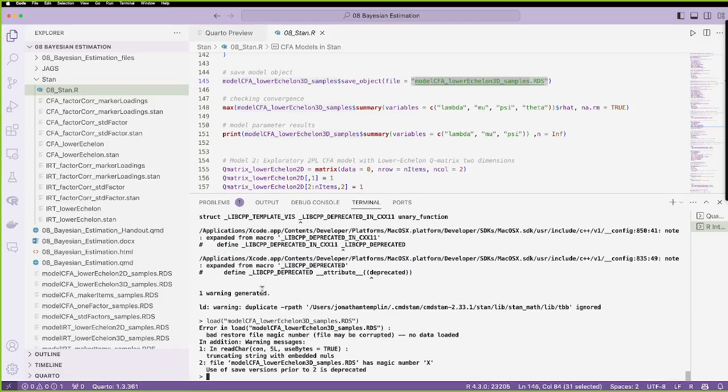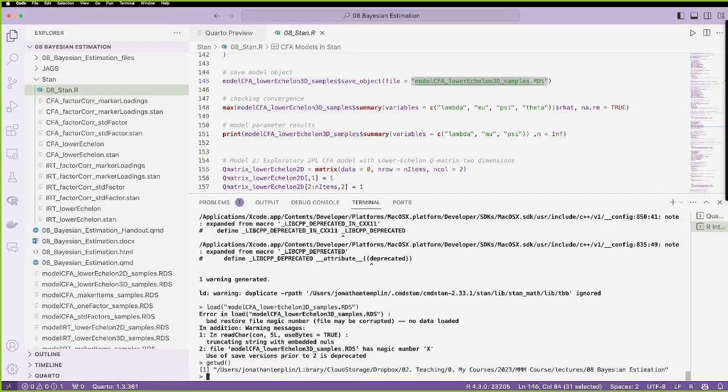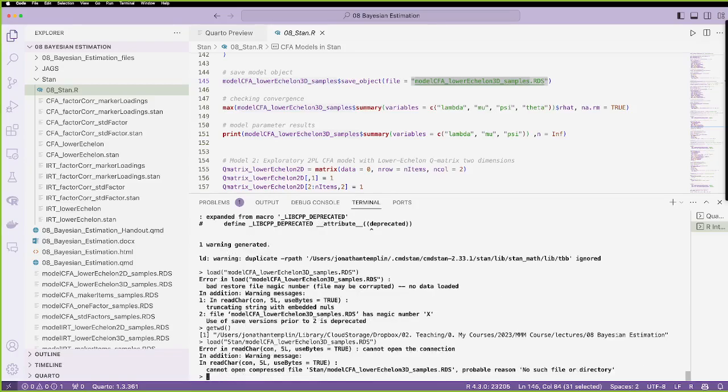Okay. Bad restore file magic number. That might be because, let's see here. I'm in the wrong folder, that's why. Nope. No such file or directory.